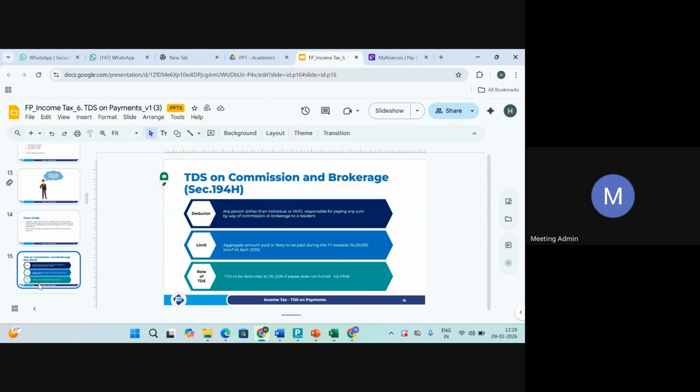Let us go for the next one. TDS on commission and brokerage, section 194H. Here, I think you'll be aware of commission and brokerage. What do you mean by commission and brokerage? Ma'am, when buying shares, we give some type of commission to the brokers. Yes, obviously, what you said.